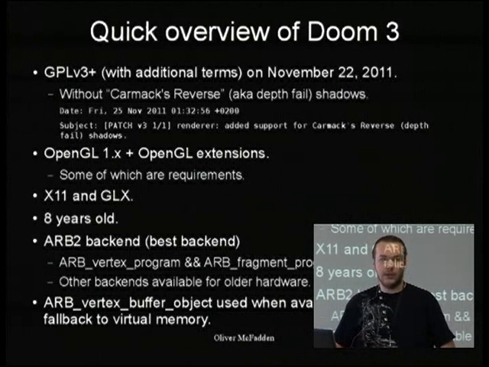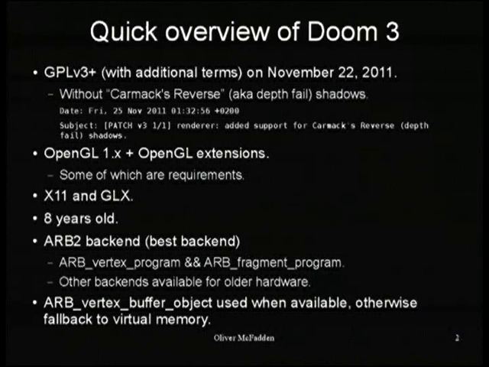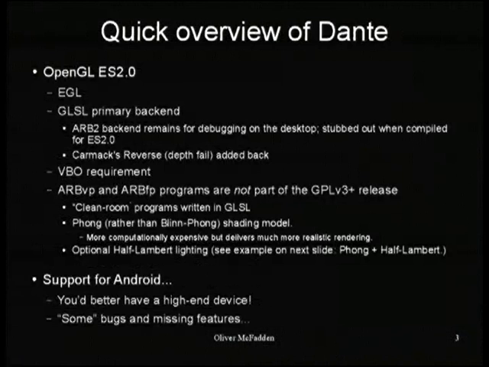There are multiple backends available in there, like NV20, NV30, Cg backend. The ARB2 backend is the most advanced one that we use, with the ARB vertex buffer object extension when it's available, or otherwise it will just fall back and use virtual memory, which is a lot slower, of course.